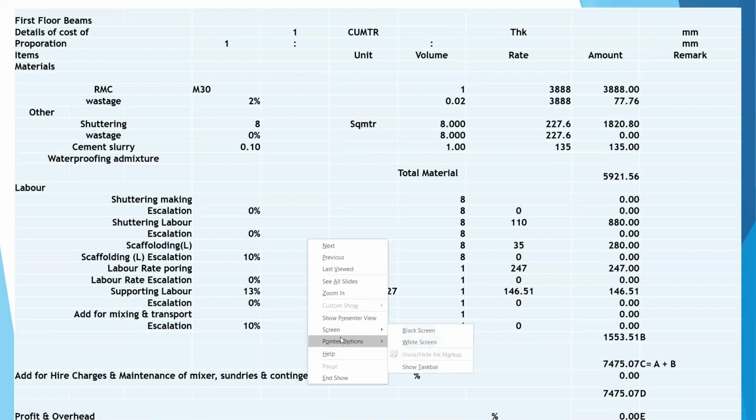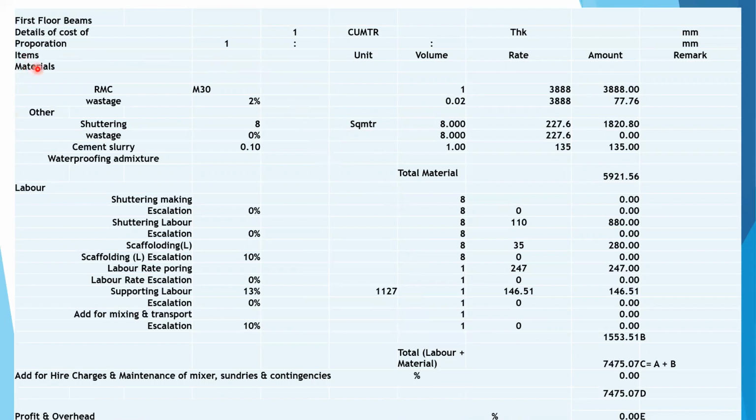Floor beams. RMC 1 cubic meter 3888. Wastage is 2%, will be 77.76. Shuttering 8 square meter at the rate of 227.6 will be 1820. Wastages will be nil. Waterproofing admixture will be 135. So total material cost will be 5921.